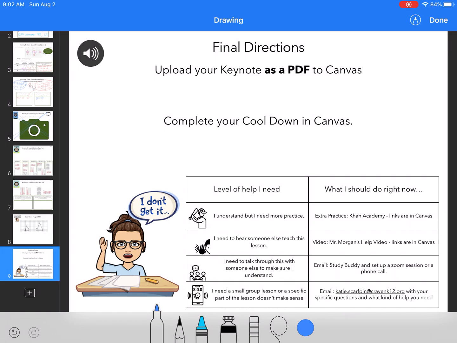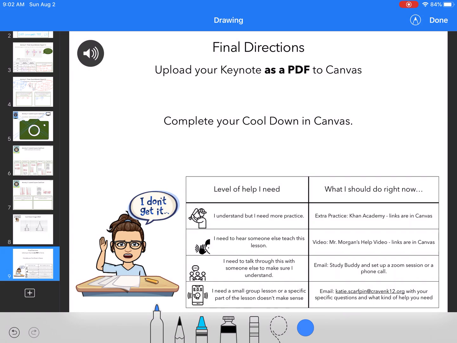If you want to talk through this with somebody else, like, I just need to discuss it, just make sure that I'm understanding it all the way, I want you to check in with your study buddy. And then if you need a small group lesson because we're on lesson 4 and you're really not understanding what's going on, then you're going to send me an email with your specific questions.